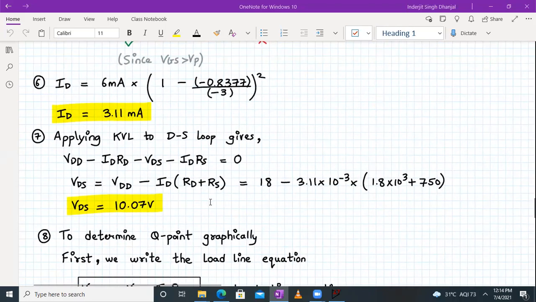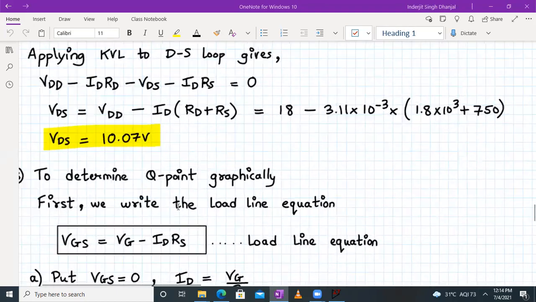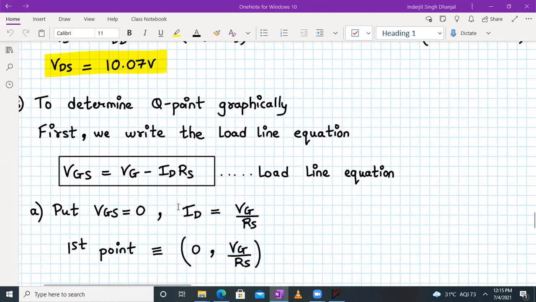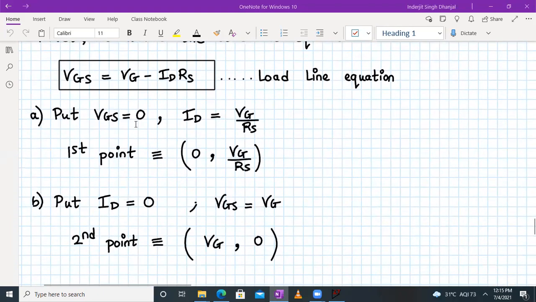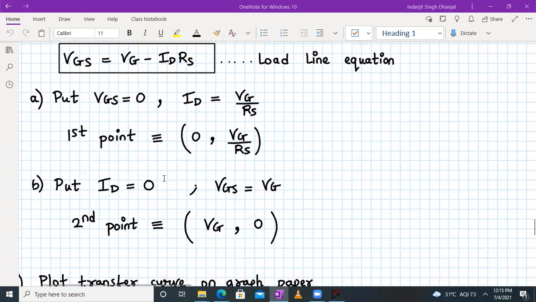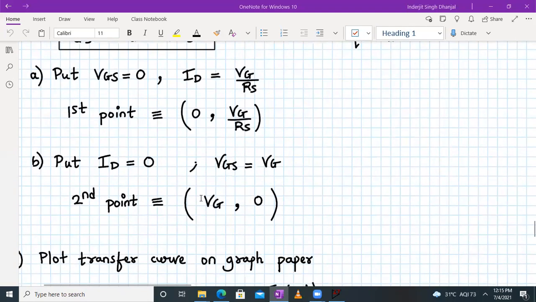Now, in case you want to determine the Q point graphically, first we have to write the load line equation. Over here, the load line equation is given by VGS is equal to VG minus ID RS. If we substitute VGS equal to 0, ID will be VG upon RS, so the first point coordinate will be 0, VG divided by RS. Secondly, if we substitute ID equal to 0, VGS will be equal to VG, so the second point will be VG, 0. With the 2 points, we can draw a DC load line.